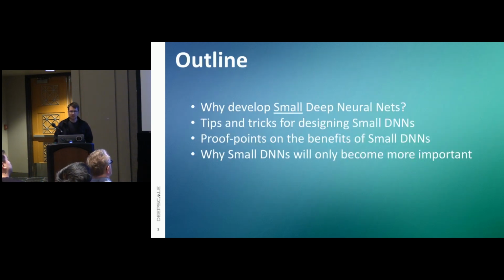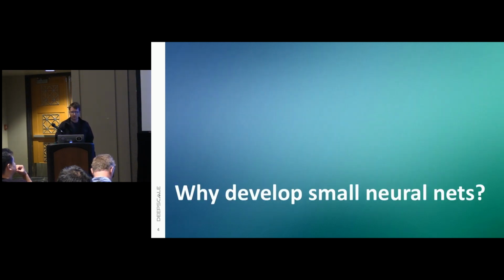So for the rest of the talk, I'm going to talk about these main things. So why develop small neural nets? I'll give some tips and tricks of the trade for designing small neural nets. I'll go over some proof points and interesting results with small neural networks. And then I'll conclude with an argument of why small neural nets are only becoming more important. So first, why develop small neural networks?